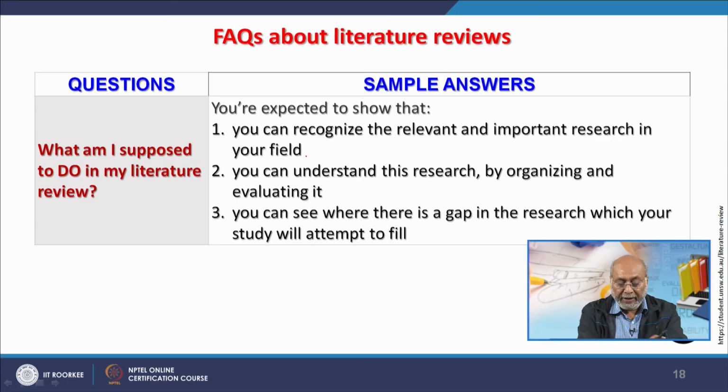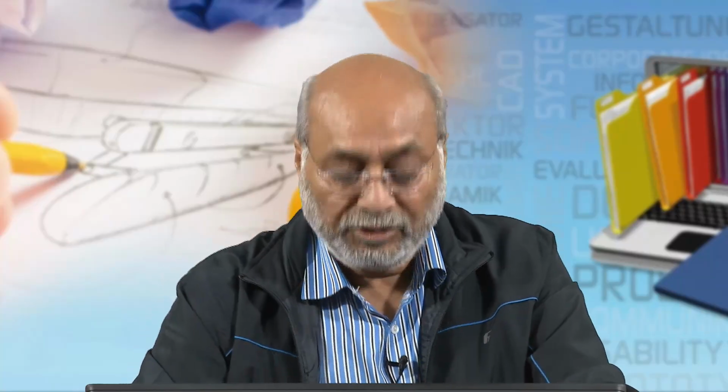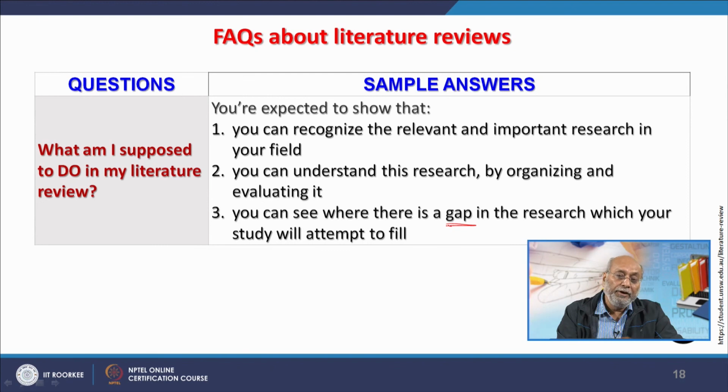And the second point here: you can understand this research by organizing and evaluating it. You are targeting the audience, so that they will try to understand the work which you have done. And finally, you can see where there is a gap. You have to highlight the gap, and that is only possible once you have understood what others have done so far. That will allow you to write good information about the gaps, and you try to emphasize the importance of this research.